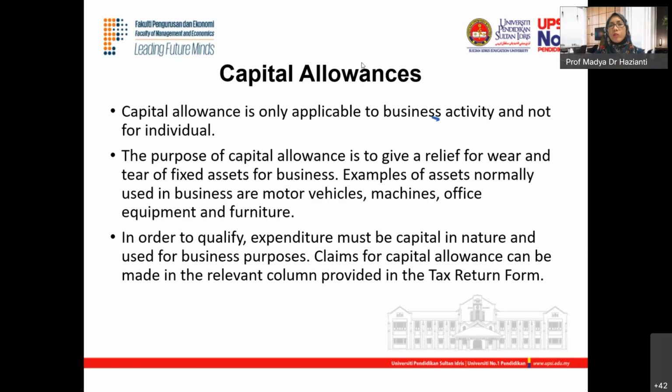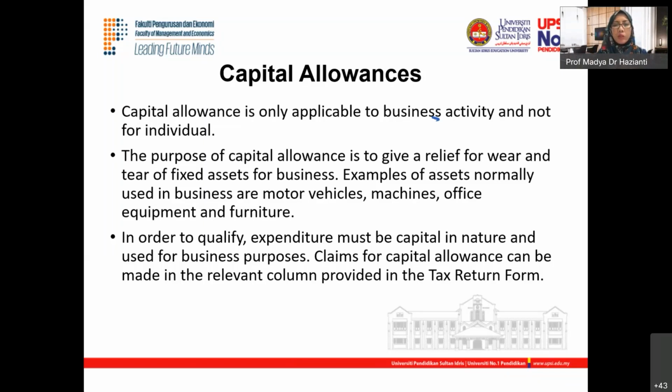So the purpose is actually to give a relief. It's just like kita buat personal relief tu, personal relief kita ada macam-macam relief kan. So this is actually to give a relief for wear and tear of fixed assets for the business, which means if a person owns a business, dia beli van untuk business, dia ada machinery untuk business kan. So every year the value of the asset tu goes down, kita kata dia depreciate lah. So untuk bagi relief for wear and tear of fixed asset of the business ni, they are allowed or they are given capital allowances.